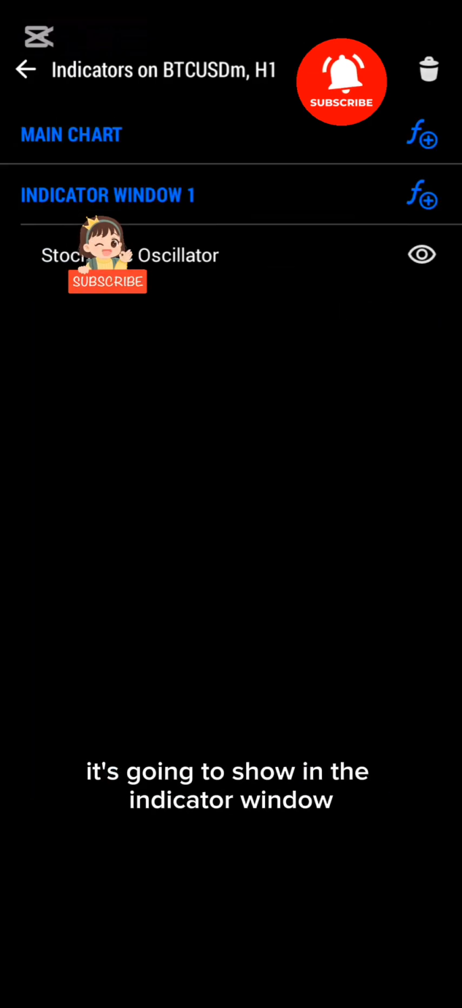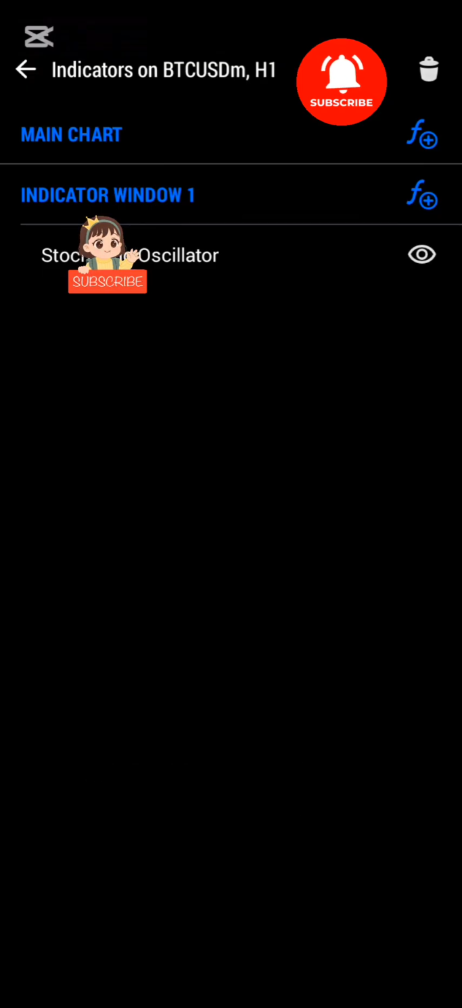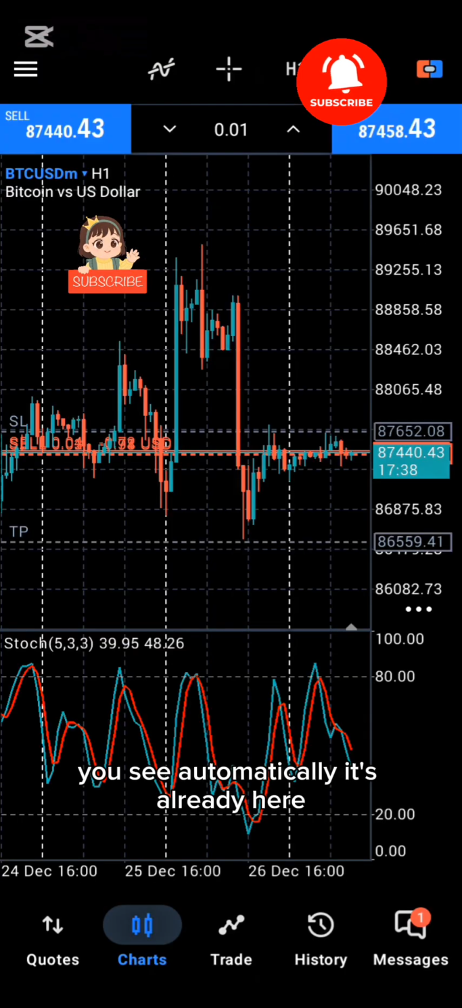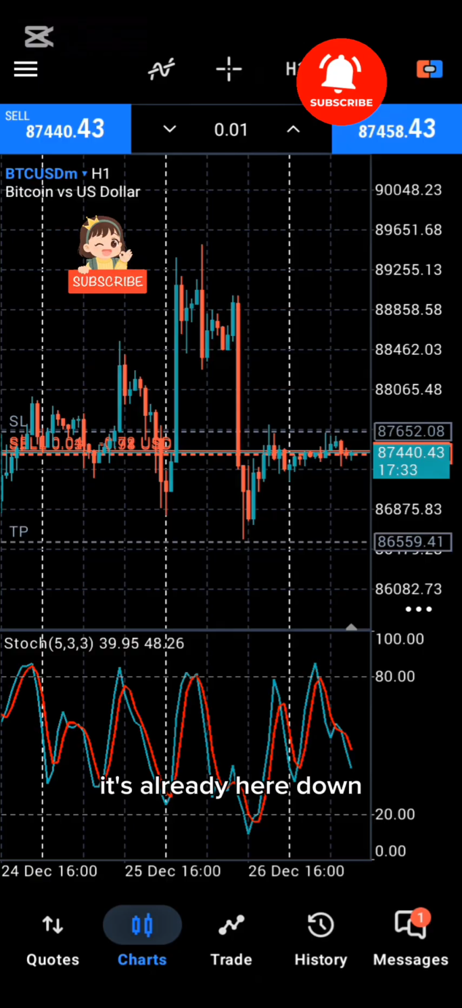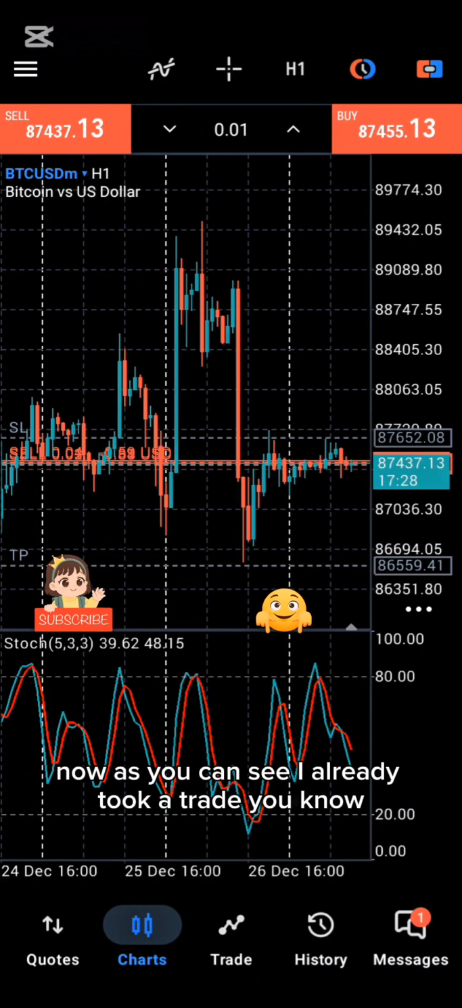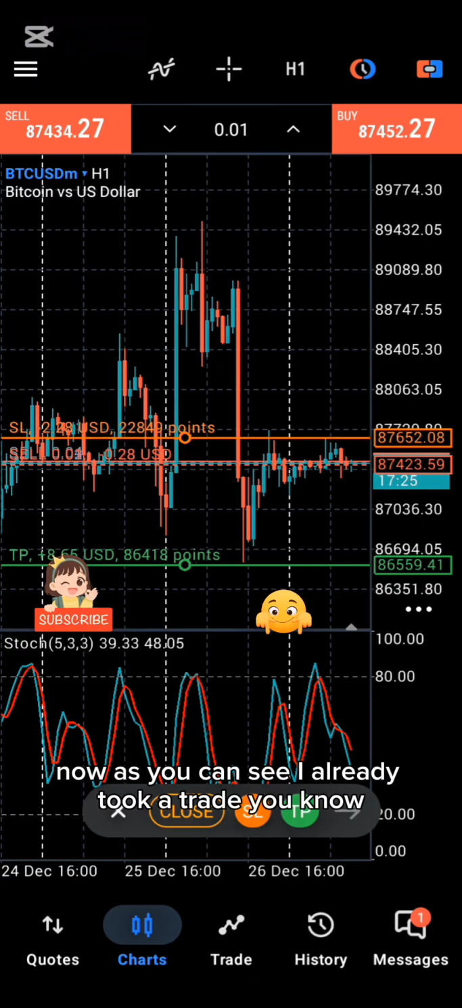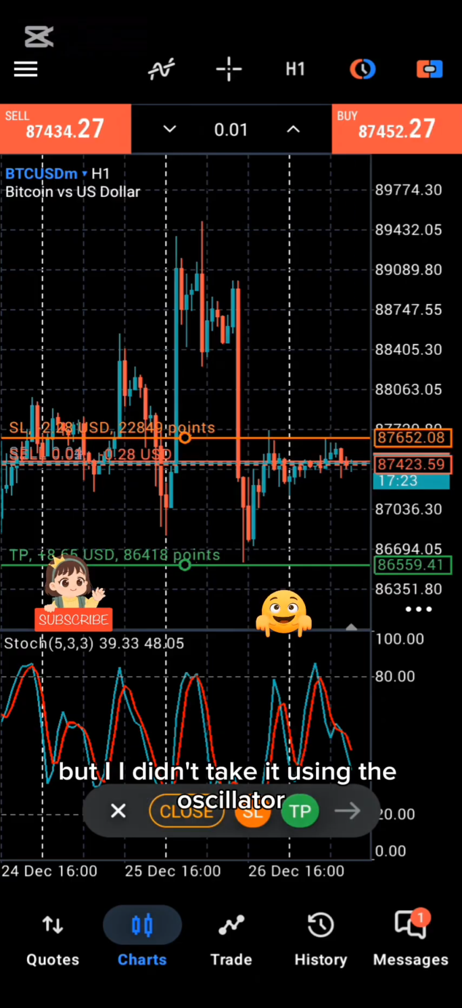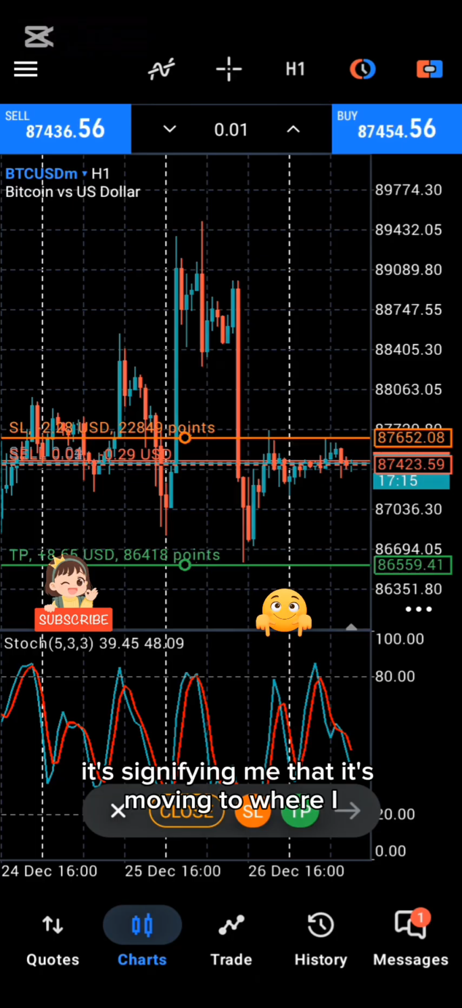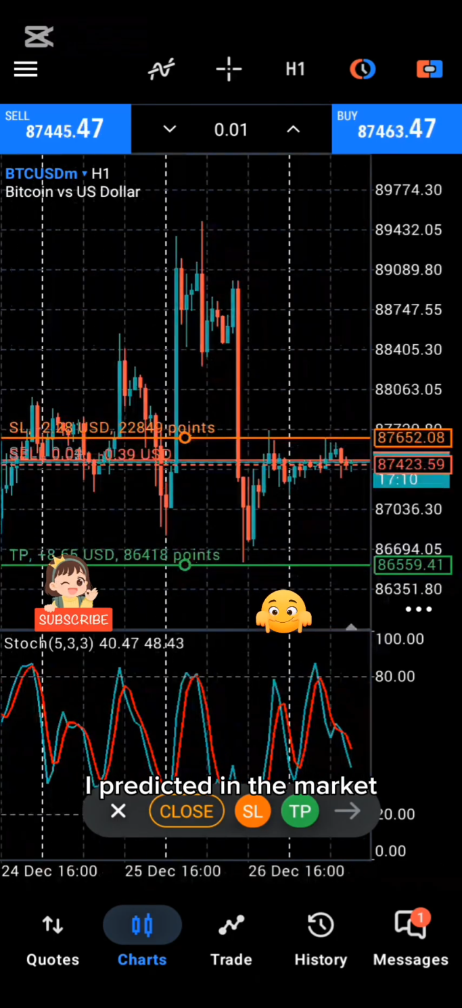Automatically it's going to show in the indicator window, close to the main chart window. So if you go back, you see it's already here down on the charts. Now as you can see, I already took a trade, but I didn't take it using the oscillator. But now that I've added it to my chart, it's signifying to me that it's moving to where I predicted in the market.